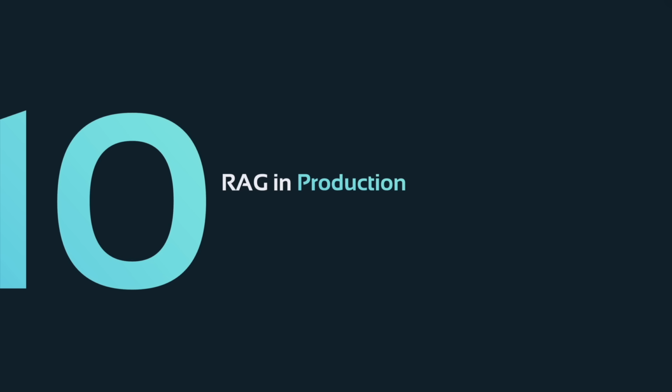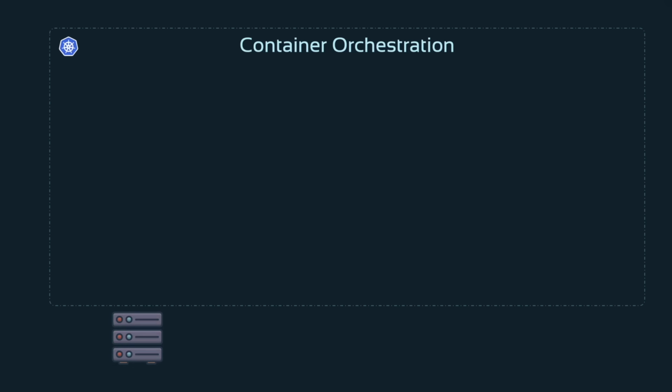Let's now bring it all together to build our RAG system. Now that we understand the core RAG architecture, we need to talk about what happens when we put these systems into production. Real-world RAG systems face challenges that don't exist in our simple examples: performance issues, failures, and the need to handle thousands of users.